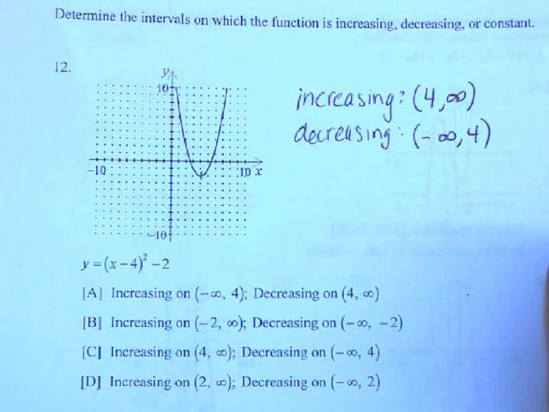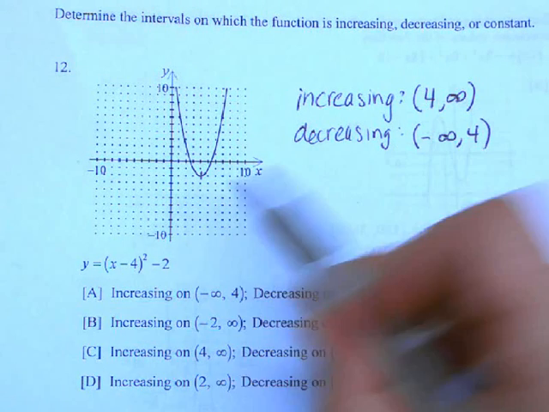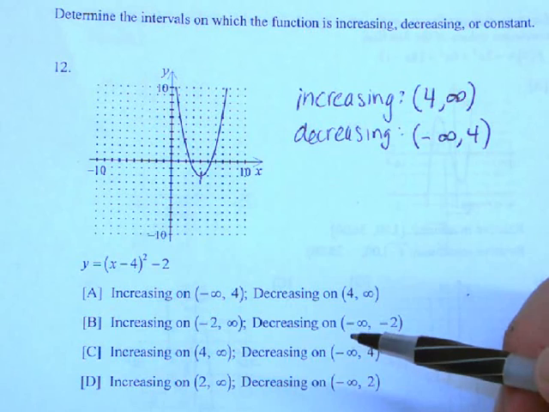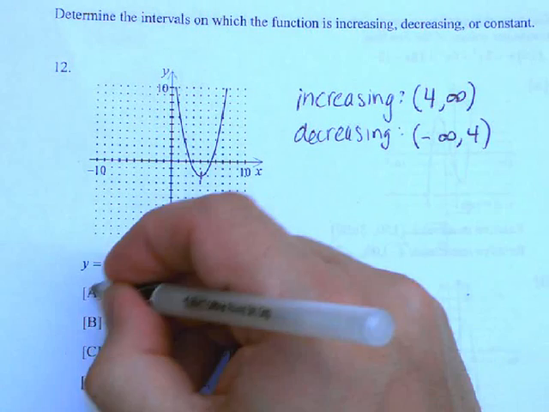Now notice that I use parentheses here. That's because at x equals 4, the graph is not increasing nor decreasing. So our answer is A.